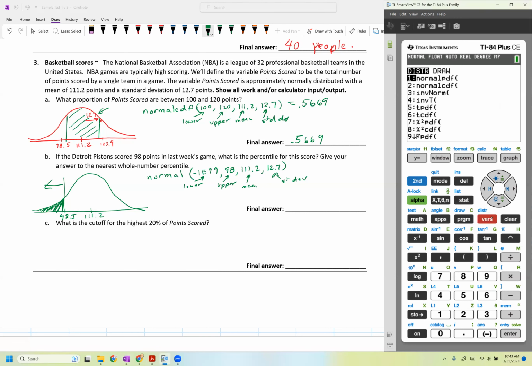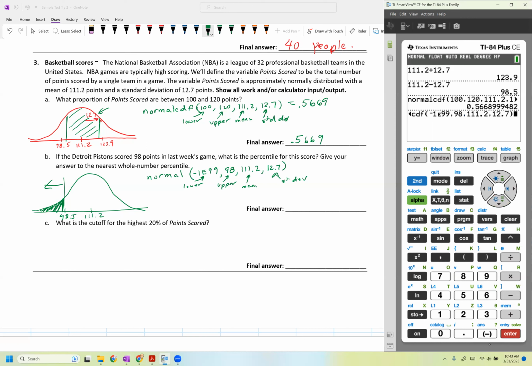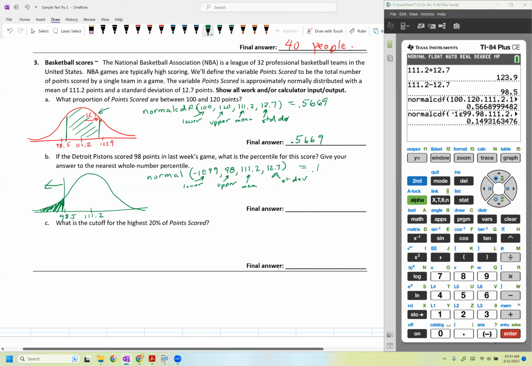So let's go ahead. Second distributions, normal CDF, negative 1, E99, upper 98, and our mean and standard deviation are still good. And we should get about 0.1493. Now, nearest whole number percentile is going to be the 15th percentile.